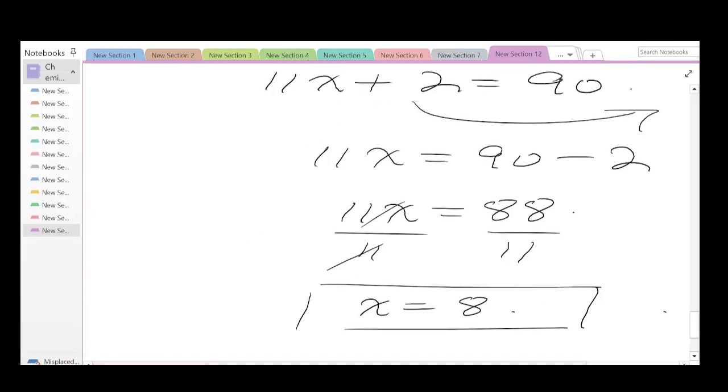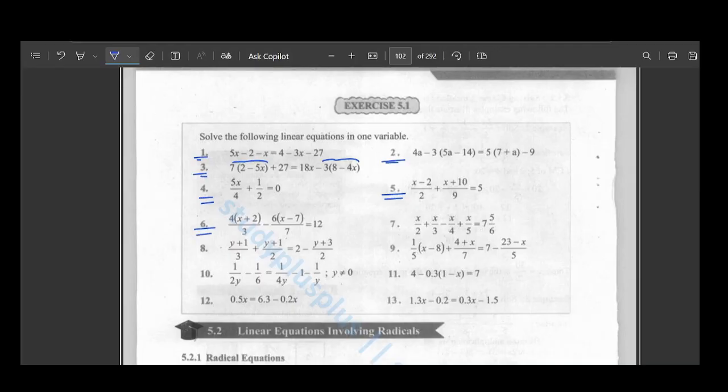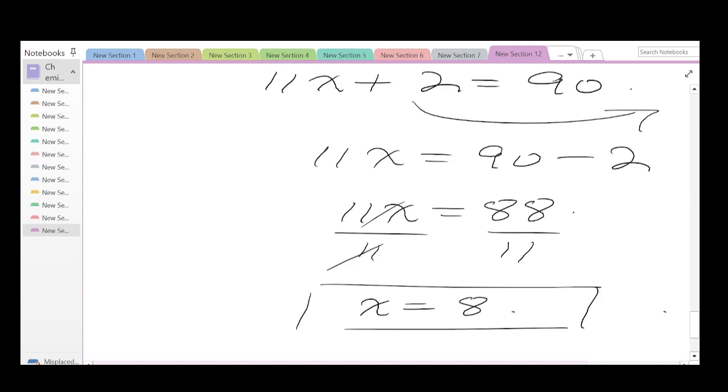Okay, so now let's move on to question number 6. Here we have 4 bracket x plus 2 divided by 3 being subtracted with 6 bracket x minus 7 over 7, and this is equal to 12. So we will do the same here. The first term will be multiplied by 7 by 7, and the second will be multiplied by 3 by 3. Why? Because there is no common value between 3 and 7. They cannot be divisible by each other, and there is no common value between them.